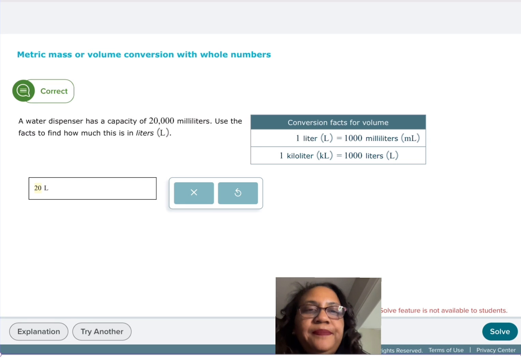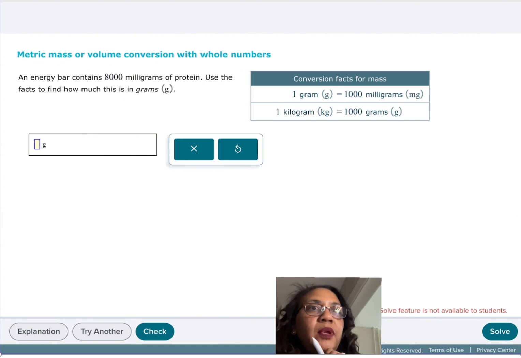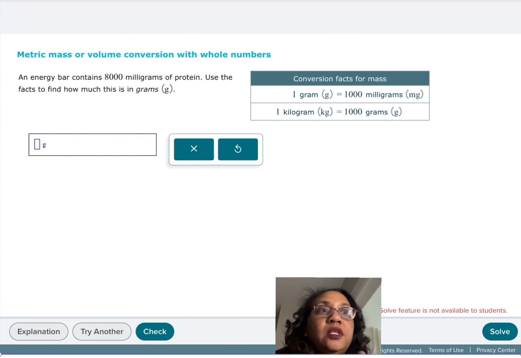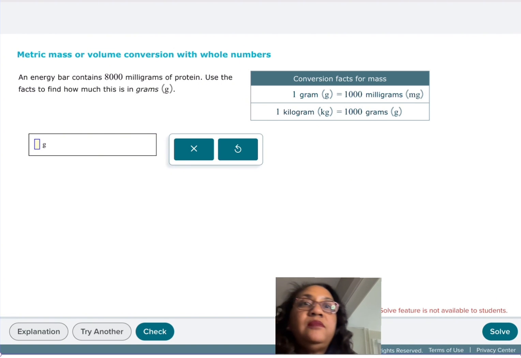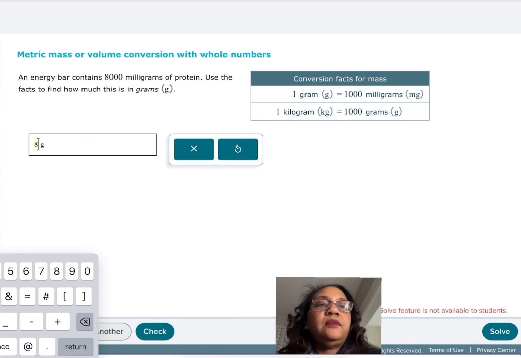Let's try one more. So this time, an energy bar contains 8,000 milligrams of protein. Use the facts to find how much this is in grams. So we know we are going from a big number in milligrams to a smaller number in just grams. So we are going to also divide by 1,000. So we know that we are going to get 8 grams.